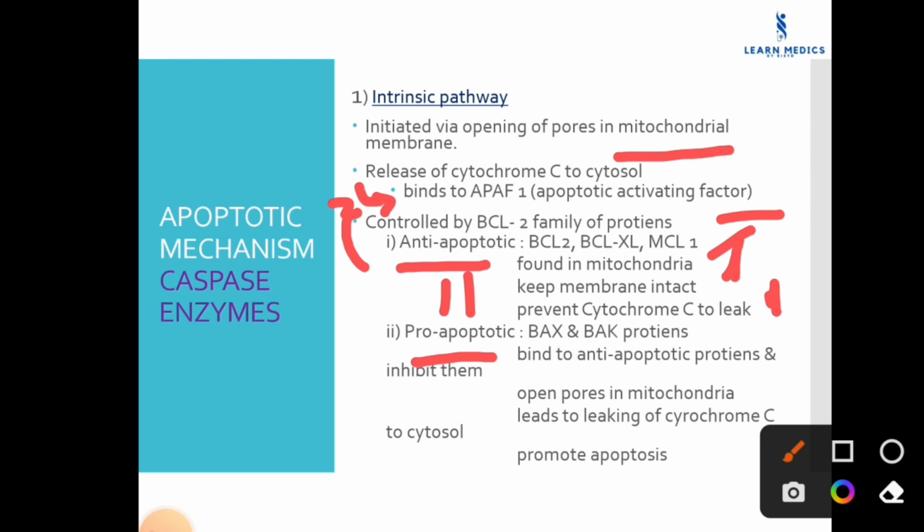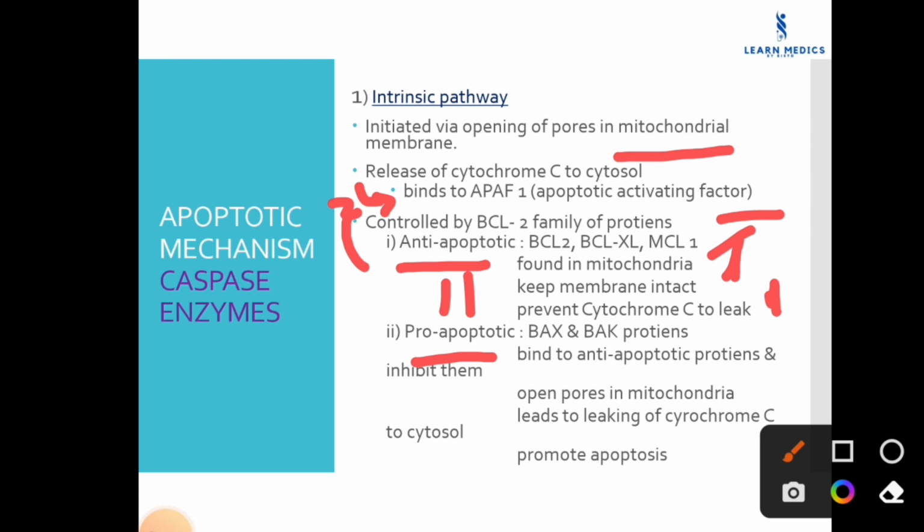So cytochrome C fails to leak into the cytosol, and it fails to bind with APAF, the apoptosis activating factor. So the anti-apoptotic proteins inhibit apoptosis.